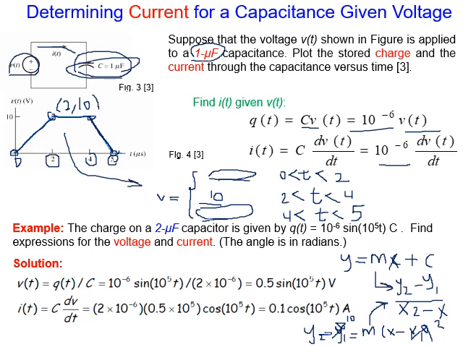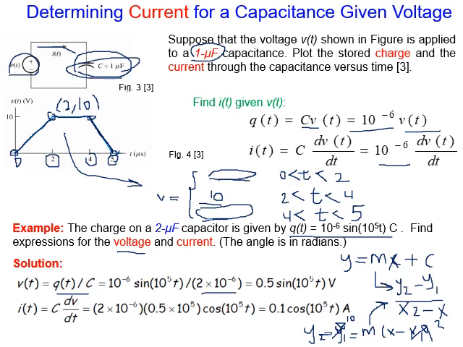Okay, this is another example. A charge of a capacitor is given by Q equals 10 to the power 6 sine 10 to the power 5t. Here he gave me the charge. Find the expression for voltage. Okay, I know that Q equals CV. So V equals Q over C. Just need to divide, as you can see here. Divide the equation here by the capacitor, which is 2 micro, 2 by 10 to the power minus 6, as you can see here, and simplify.